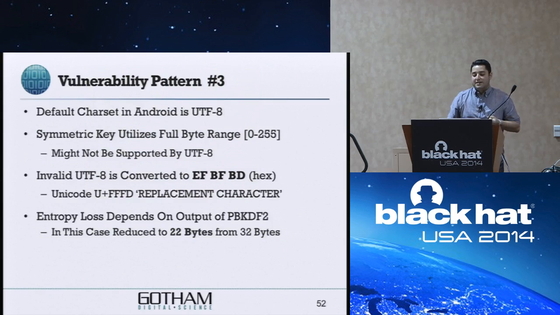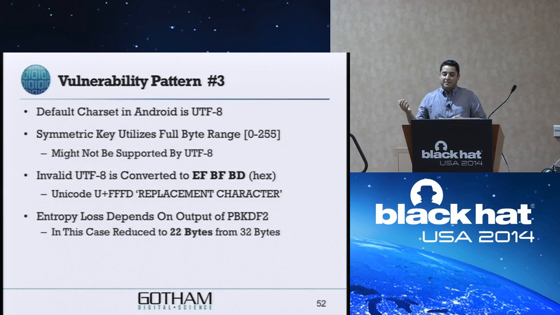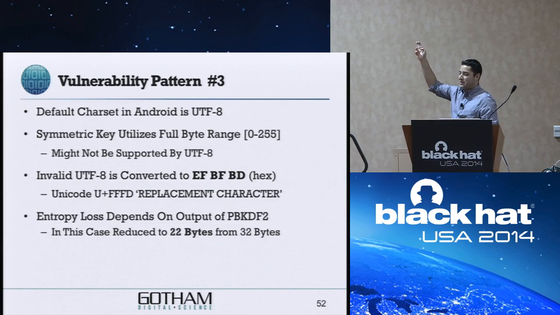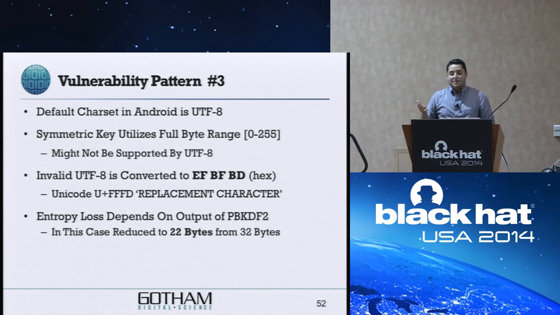The interesting thing is that for Android, and this applies to pretty much anything, the default charset is UTF-8. So a lot of the byte values that are coming out are not going to be supported by UTF-8. So it's like, oh, I don't support this character, I'm just going to assign this new one, the replacement char, and that's EFBFBD. So essentially what's happening here is that you're killing the entropy of that master key.